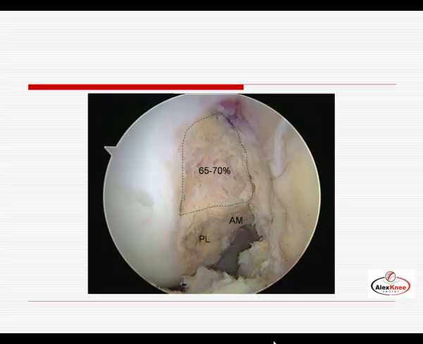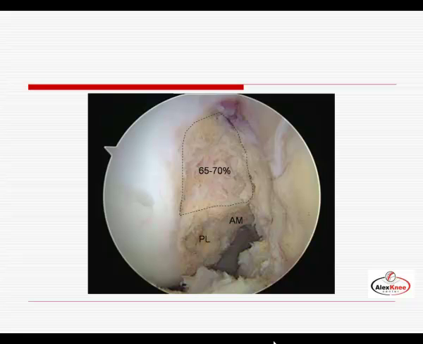So what are the basics that we use in ACL reconstruction recently? It's the anatomic concept. You put the guide pin, as you're going to see in another slide in 2 minutes, in the anatomic location. Whether you do double bundle or single bundle ACL reconstruction, it doesn't matter, but you should know its anatomic location.